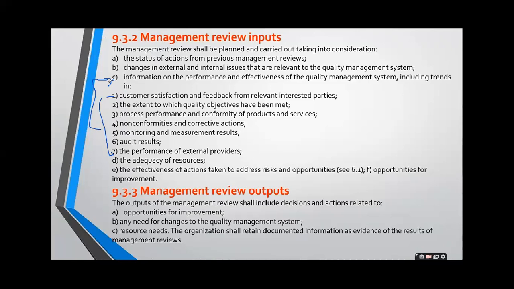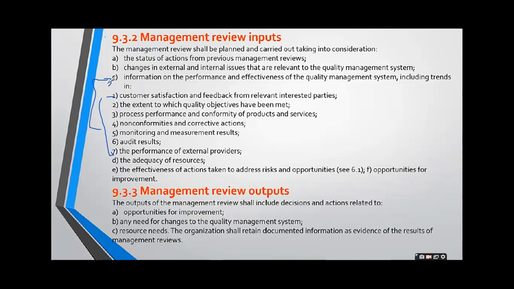Part D is the resource adequacy. You'll ensure that you have sufficient personnel, equipment, and other resources to support the quality management system effectively. Part E is the risk and opportunity effectiveness. You will assess the effectiveness of the actions that have been taken to mitigate the risks, and you will capitalize on identified opportunities.